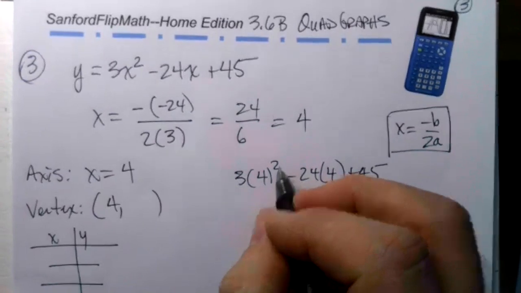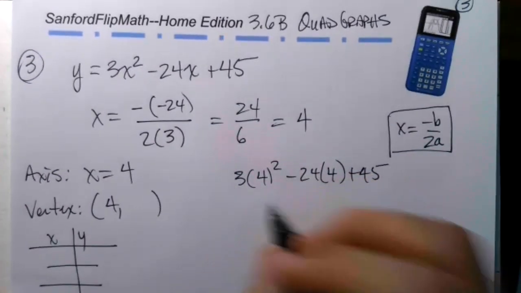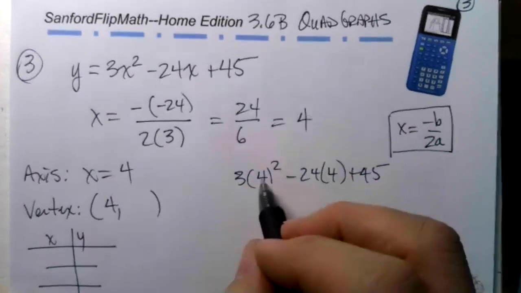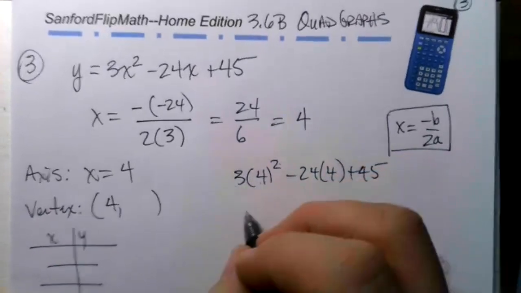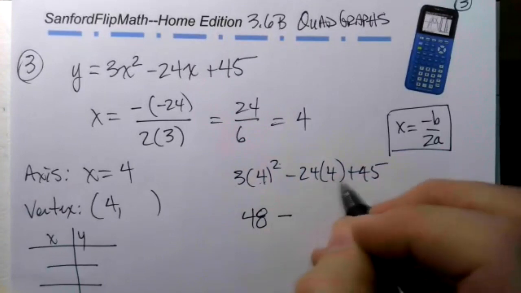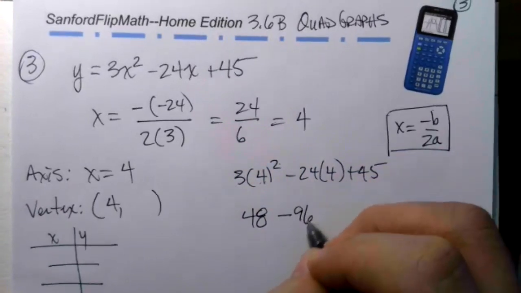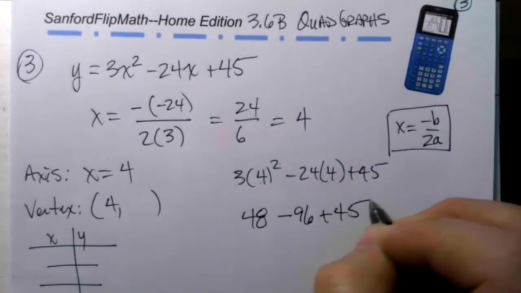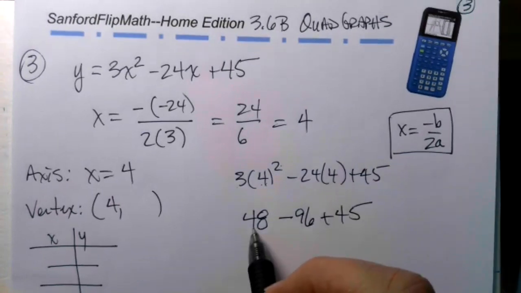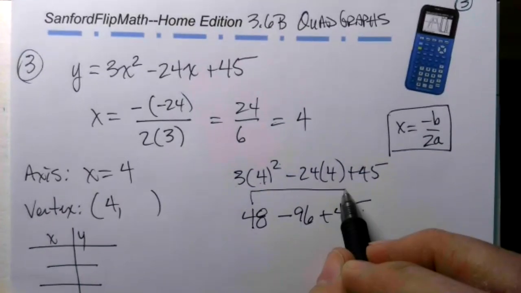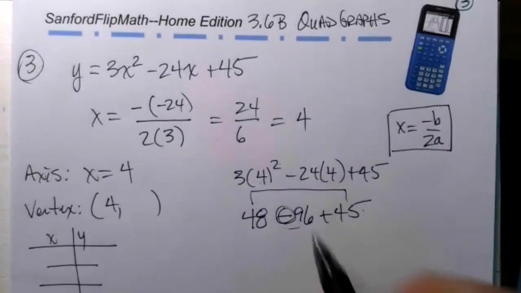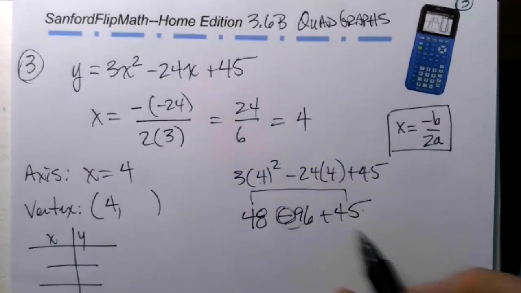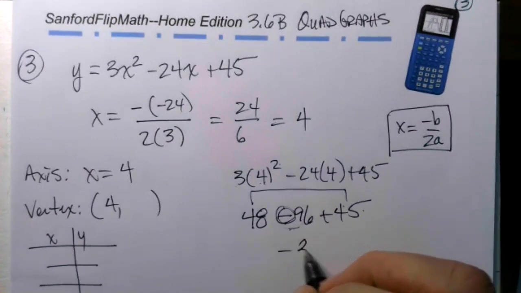Okay, so 4 squared is 16. 16 times... So you have to follow order of operations. You can't do 12 squared. You got to do the exponent first. 16 times 3 is 48. Minus, this is 96 plus 45. 48 plus 45. Now you can add in any order you want, just as long as you keep the negatives with the subtraction, as a negative. So this is 93 minus 96 is -3.